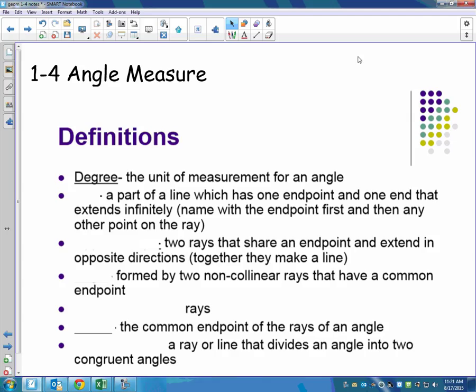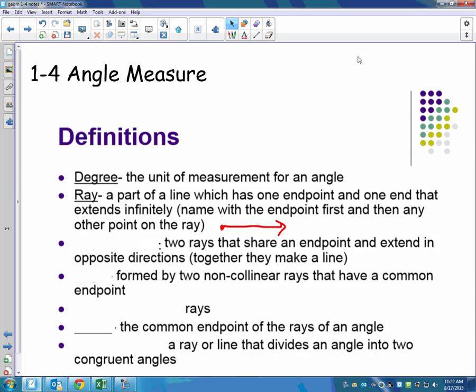And on the next slide, which you can kind of already see below there, I actually drew an angle, and we'll label these words that we've just done. A part of a line which has one endpoint and one end that extends infinitely, like this. Name the endpoint first. What's it called? It's called a ray. It's when one side stops, so one side goes on forever.